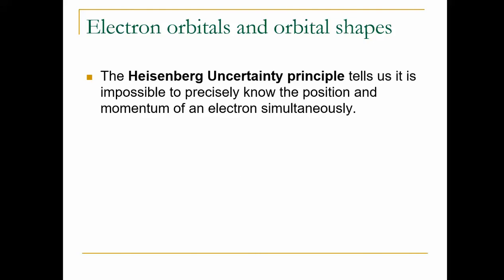There's a guy named Werner Heisenberg, and he developed what's called the uncertainty principle. What the uncertainty principle tells us is it's impossible to know precisely.